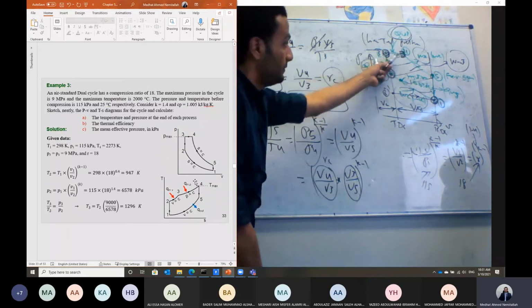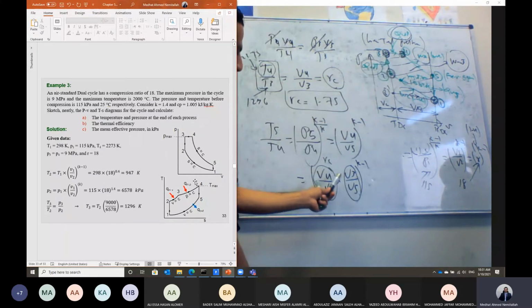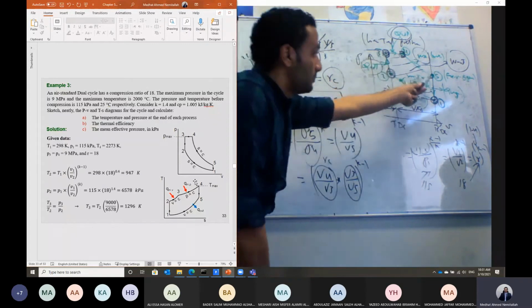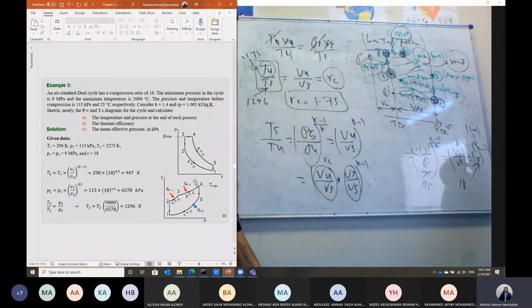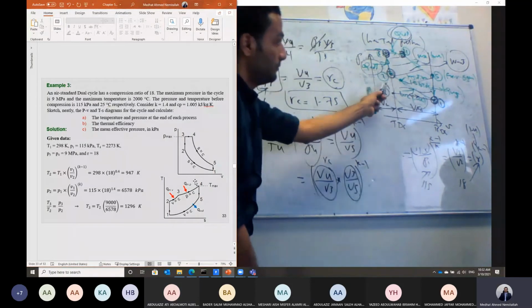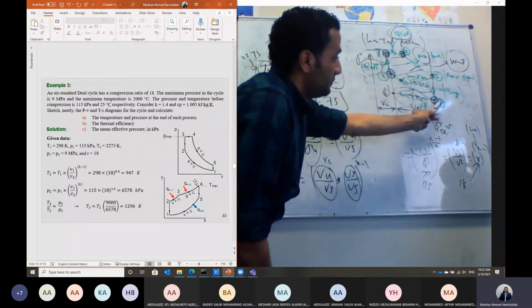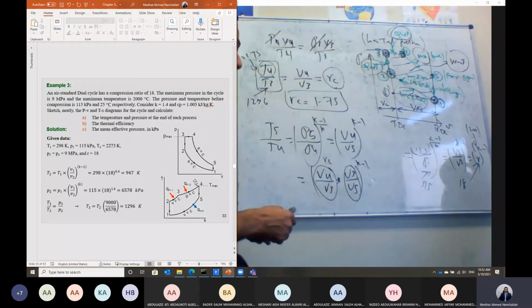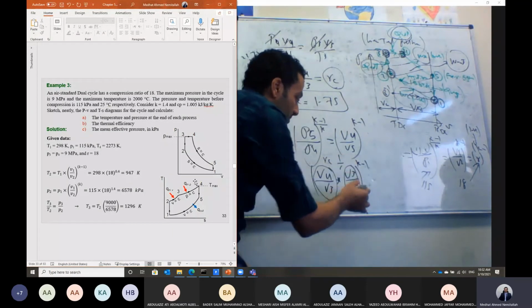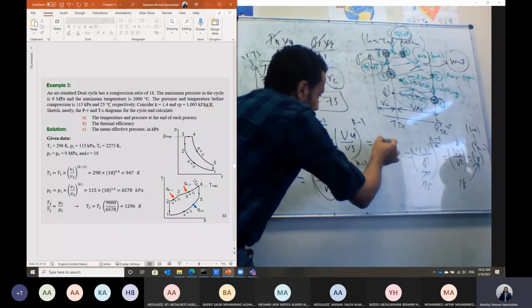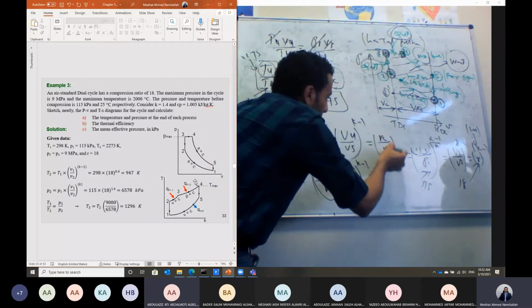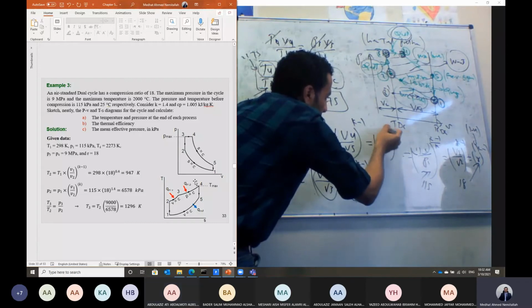So V3 over V5. We have V4 over V3, this is the cutoff ratio. But V3 over V5 is equal to what? One over the compression ratio. Compression ratio is V1 over V2. So V3, which is the same as V2, and V5 is the same as V1. So it will equal 1 over the compression ratio. So this term should equal RC divided by R to the power K minus 1.